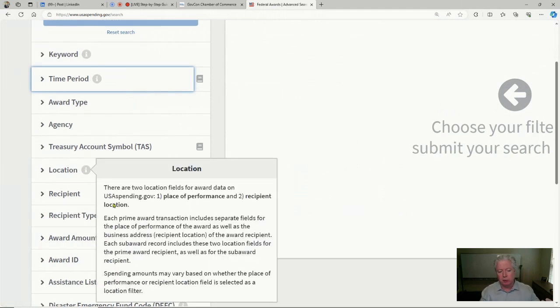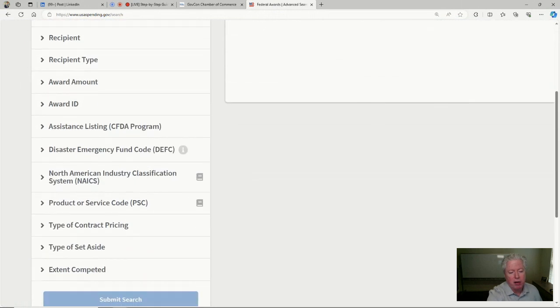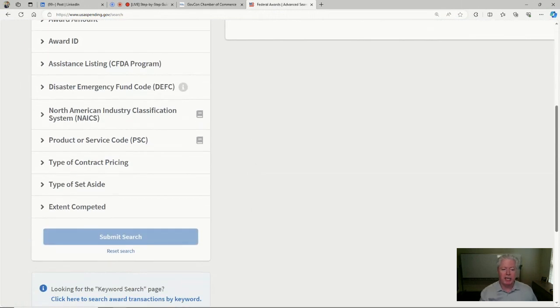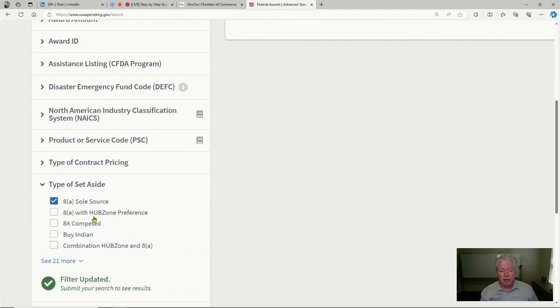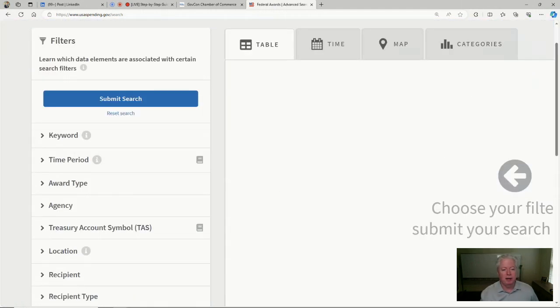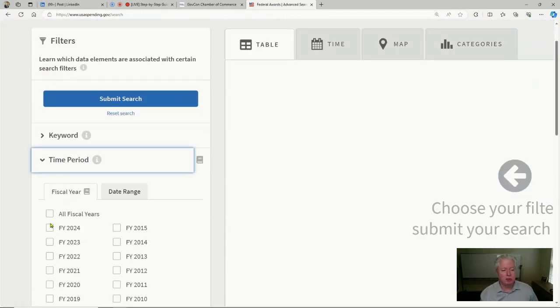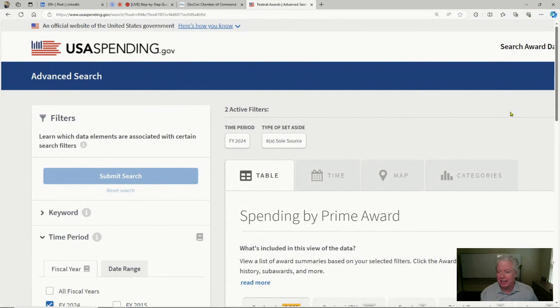So you can see these filters. You have this ability to fill in some or all of these filters to be able to come down. So sometimes I do training and I want to see what's been set aside. I might come in here and say, I'm looking for set asides that were 8A sole source. And I come up here and I say, I want to see that it was sole sourced in FY24. Let's go see if anything's been sole sourced already, right?